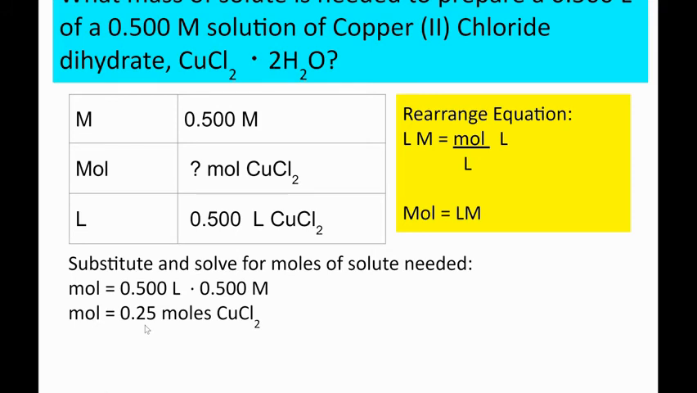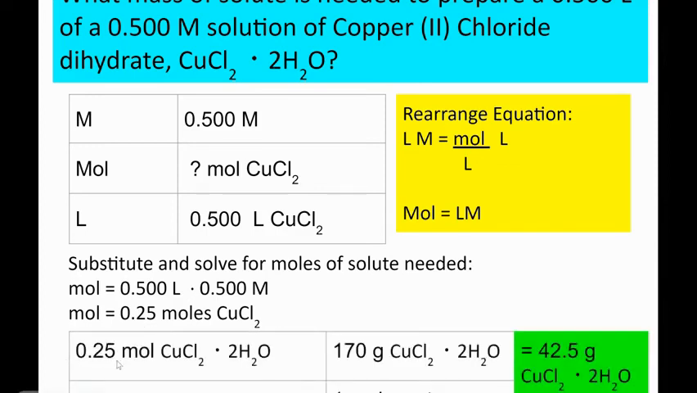And now we need to convert to molar mass. Let's set up a quick train track. If we have 0.25 moles of the copper 2 chloride dihydrate, its molar mass is 170 grams because it's the mass of 1 copper, 2 chlorine, and 2 water molecules. So we will need a total of 42.5 grams of copper 2 chloride dihydrate.